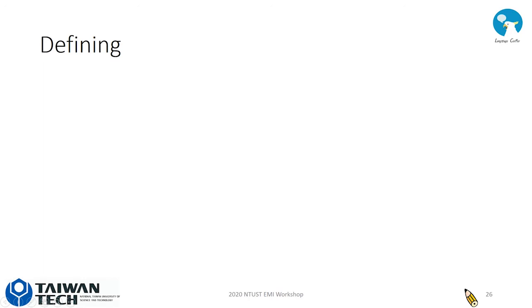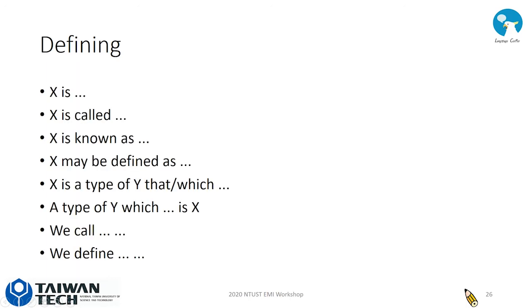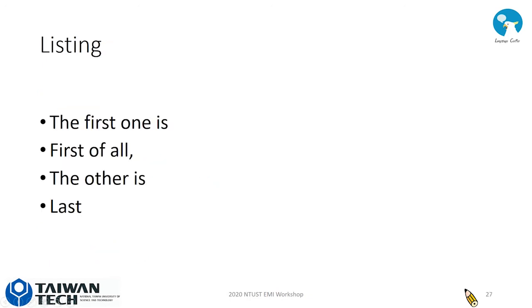Next, defining. I'll just show you, okay. Defining is actually quite easy, right? X is what, X is code, it is known as, maybe defined, it's a type of. So type can be used to define. Okay, we call something, we define something. If you have to define things in your class a lot, you can do it these ways. Listen, this is easy.